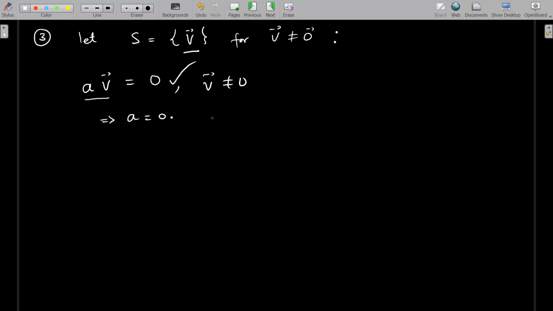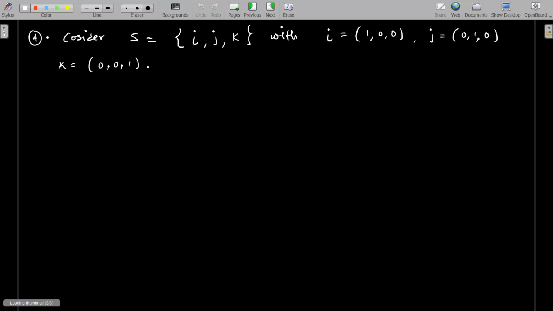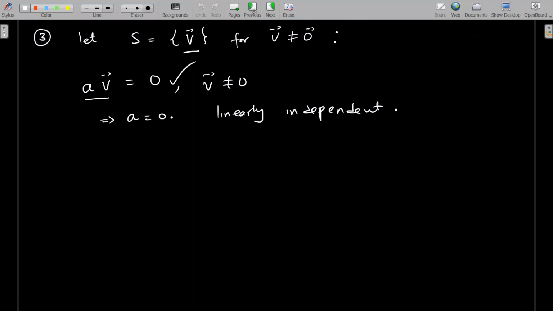So this is linearly independent, because the only scalar you need to use is when a is 0. I'm sorry, a is 0, not non-zero. Okay, so that is the definition of linear independence. Let's go to the fourth problem. So that was the third.